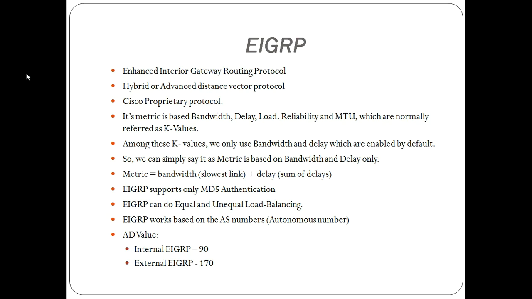Its metric is based on the K values. The K values are bandwidth, delay, load, reliability, and MTU. By default, only bandwidth and delay are enabled, so the others are disabled. So by default, we can simply say the metric is based on bandwidth and delay. And the formula to calculate the metric is bandwidth plus delay. That's it about the metric.